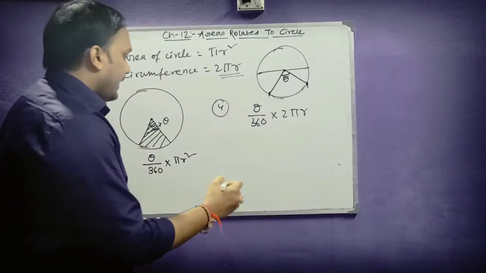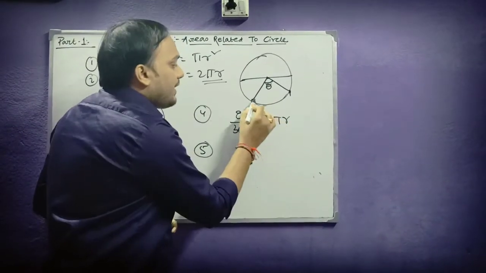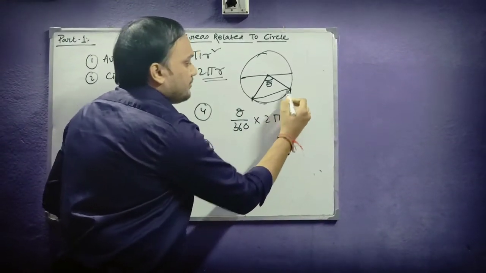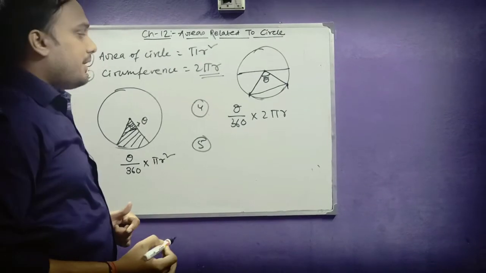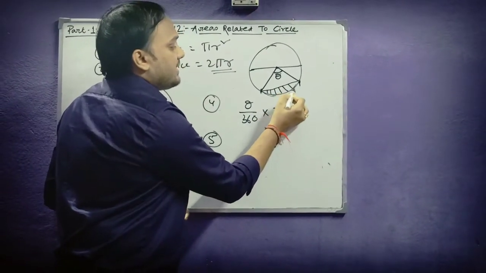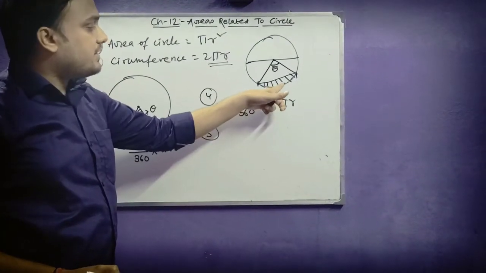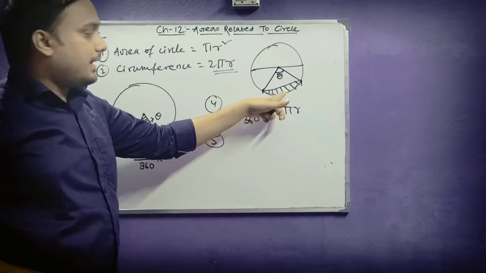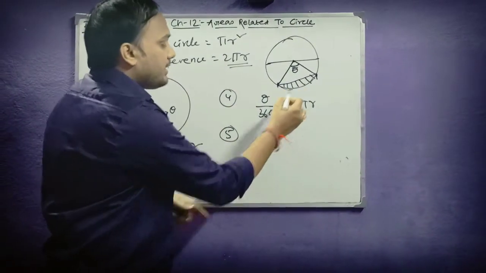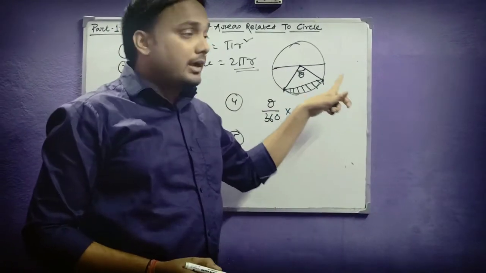Let us move ahead. Now suppose students, in this figure only, suppose I draw a segment here. Suppose I draw a segment here and I ask you to find the area of this segment, minor segment, obviously this is a minor segment. How will I find the area of this minor segment? I can find the area of this minor segment by finding the difference between the area of this sector and the area of the triangle.